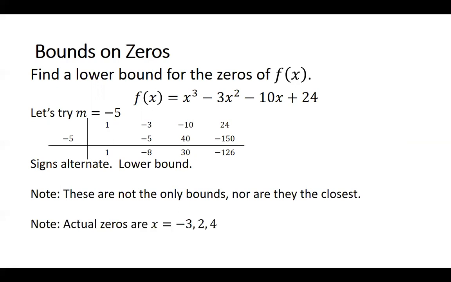And in this particular case, the actual zeros to this are at negative 3, 2, and 4. So we could see that we could have taken lowercase m to negative 4 and it still would have worked. That would have been a lower bound.